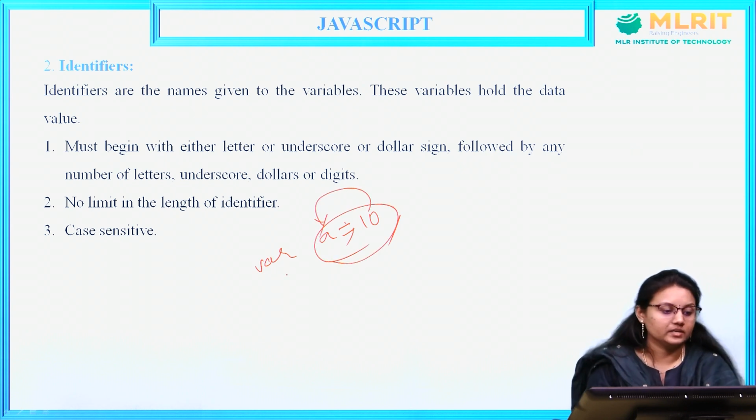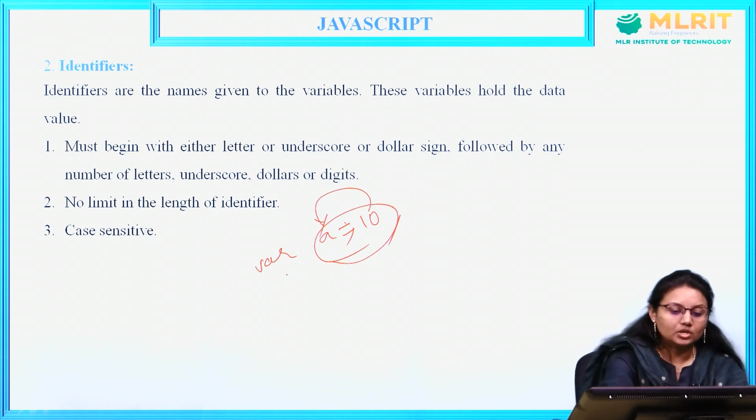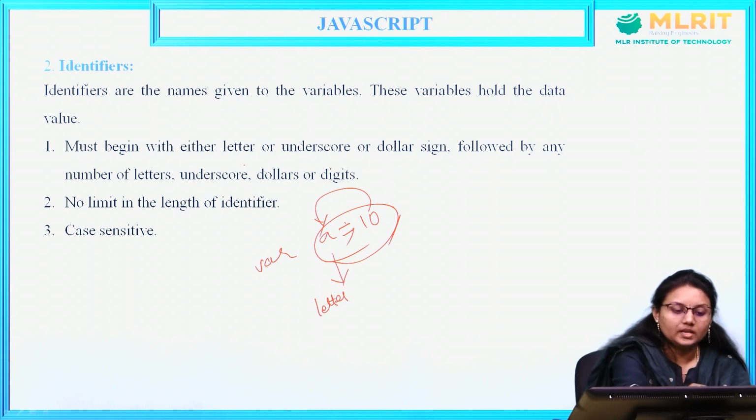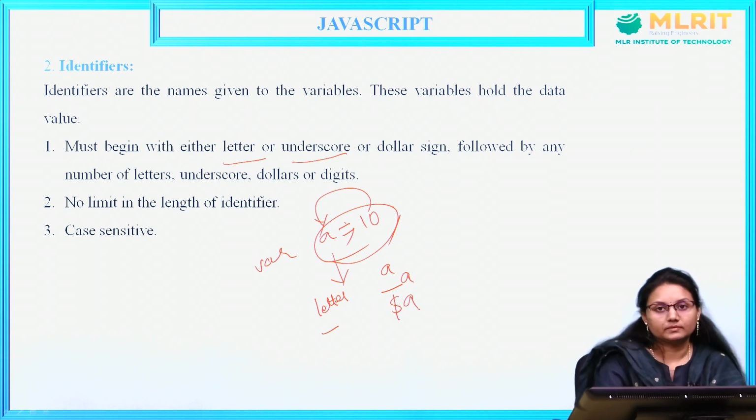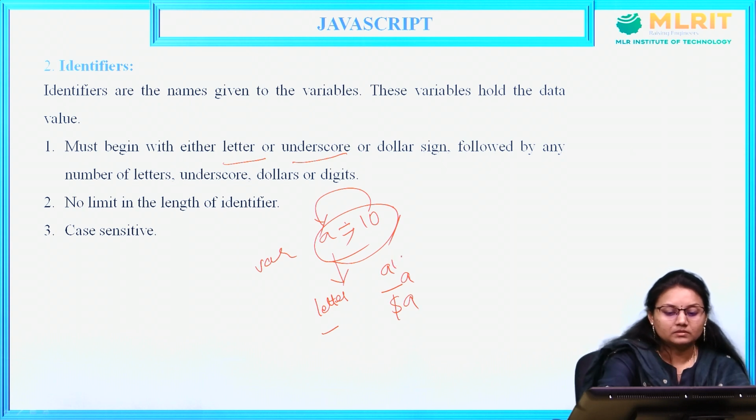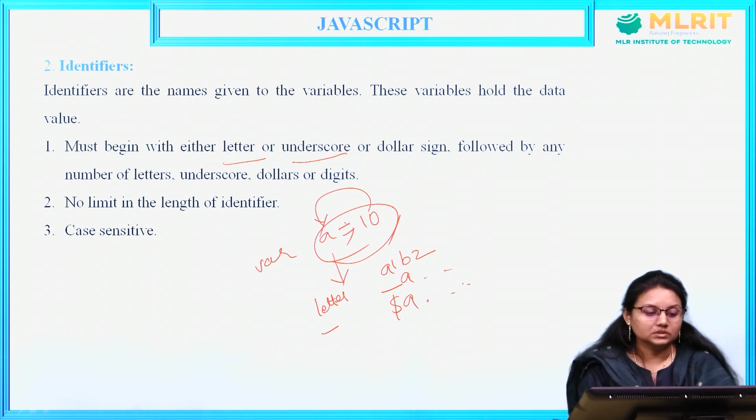So it's an identifier, and it must begin either with a letter or underscore. Like a you can give, _a you can give, $a you can give. All three are possible. Then any number of letters, so a1, B2, like that. Okay, so this is possible.